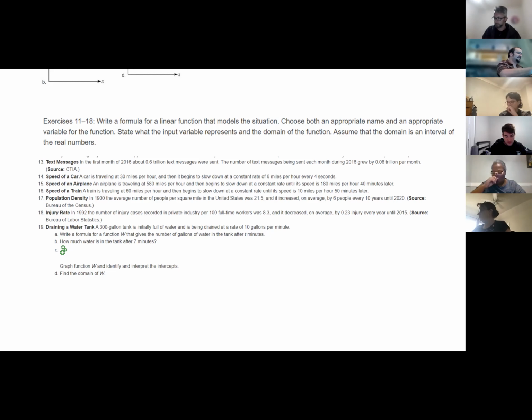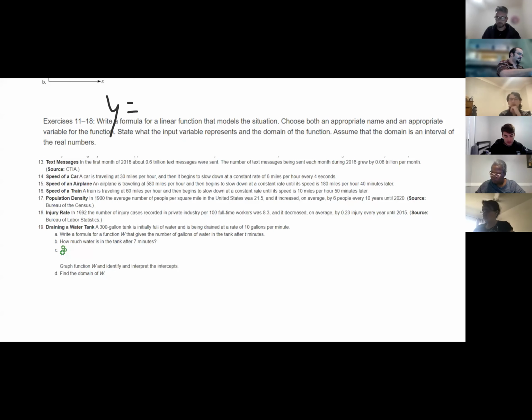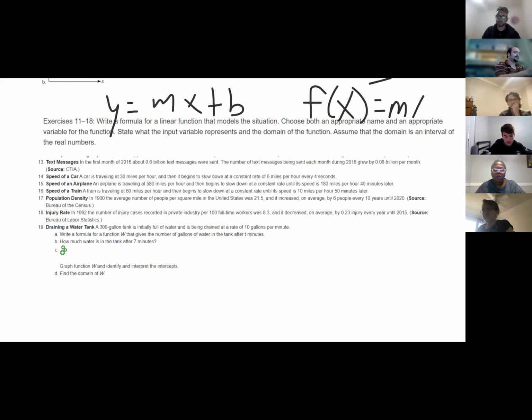So we're looking for something. The slope intercept should be the one with the slope, and the intercept should just be the mx plus b. So we should end up with some kind of formula that looks similar to mx plus b, something like that.